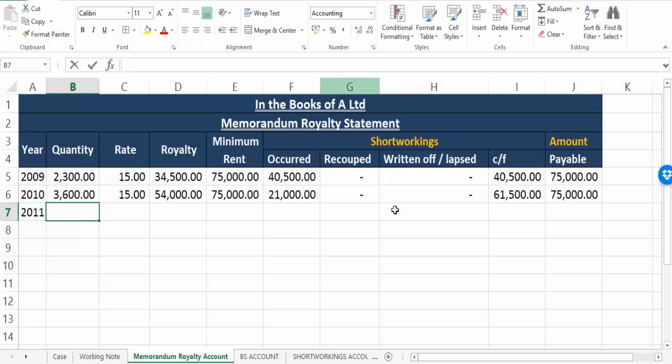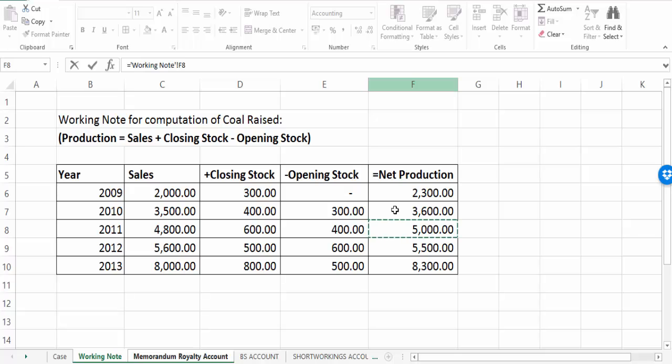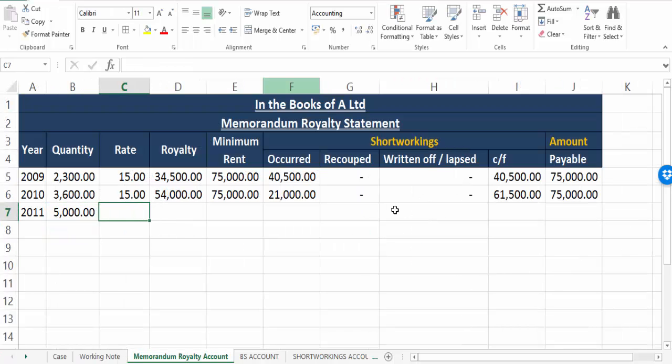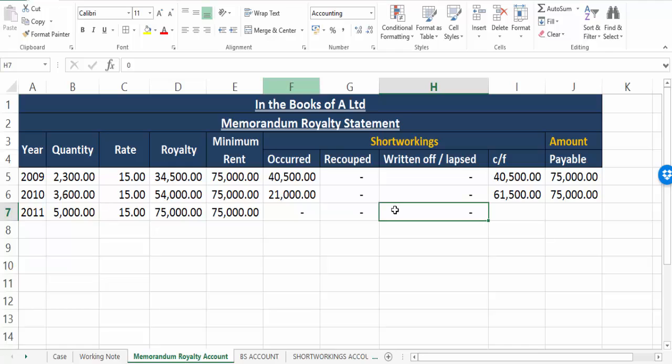What is the quantity produced? Quantity produced is 5,000, and the rate is 15, so 5,000 multiplied by 15 gives 75,000. Minimum rent is also 75,000, so there is no short working, no recoupment, no write-off. So what is going to be carried forward? The 61,500 of the previous year, nothing occurred, nothing recouped, nothing written off, so the 61,500 will be carried forward. And what is the royalty payable now? The royalty and minimum rent are one and the same, so 75,000 is payable.